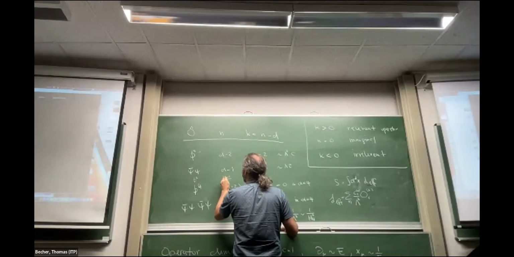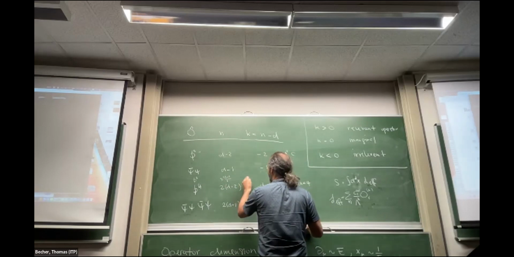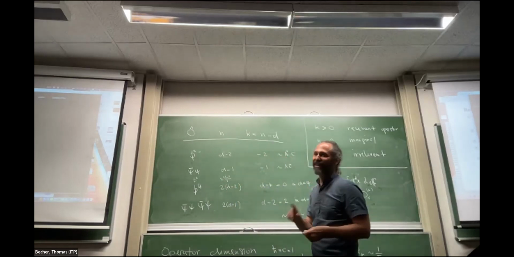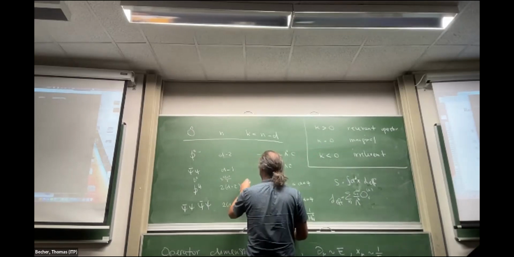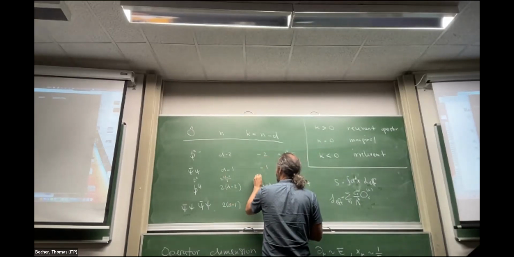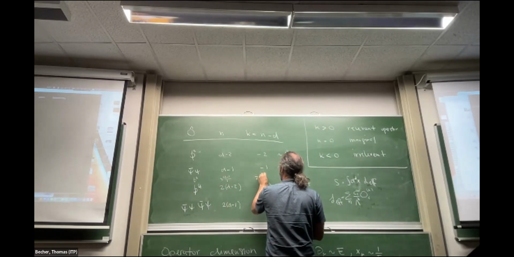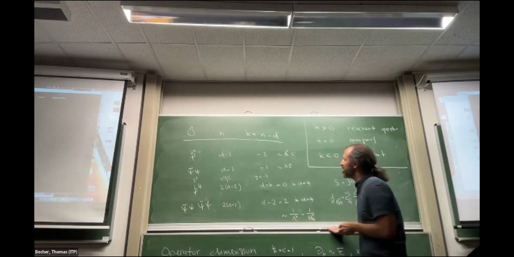Minus 2 half times 3. See, when I haven't prepared my exercise, it becomes much harder. 3 halves d minus d is 1 half d minus 6 halves minus 3.